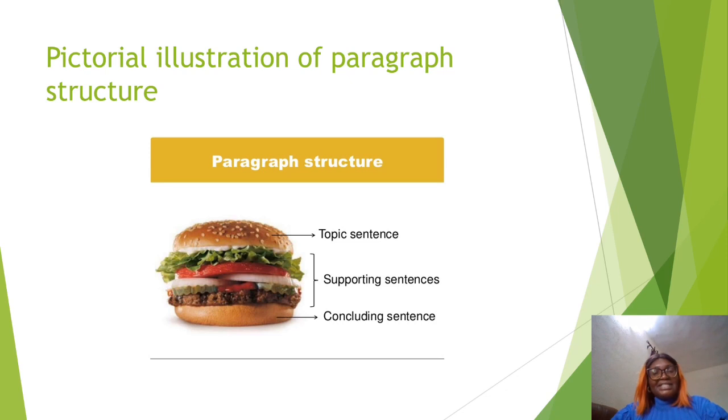Now, these supporting sentences are used to support the topic sentence, to give you more detail on the topic sentence. Then we have the concluding sentence. Now look at the under part of this burger. You see that it's just brief. It does not have much content, just like the supporting detail. Now, this concluding sentence is used to end the paragraph.